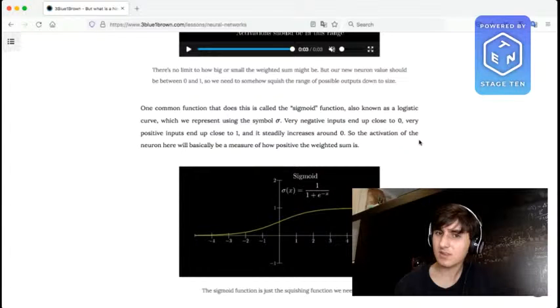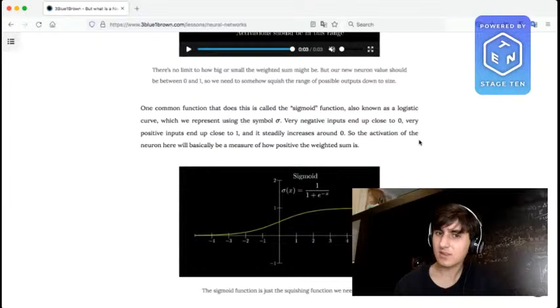Very negative inputs end up close to 0, very positive inputs end up close to 1, and it steadily increases around 0. So the activation of the neuron here will basically be a measure of how positive the weighted sum is. If we get a very large weighted sum, the result of plugging it into the sigmoid function will be basically 1. As you can see here, as you move to the right, your y value gets closer to 1. Similarly, the smaller you go, the closer to 0. So the sigmoid function is just the squishing function we need.